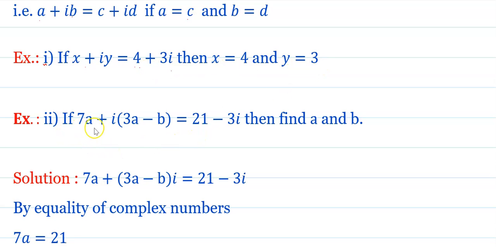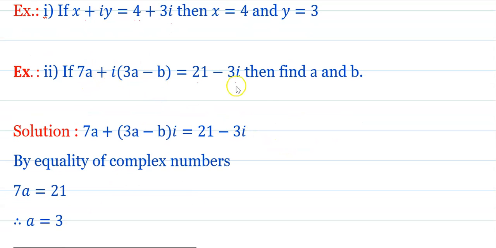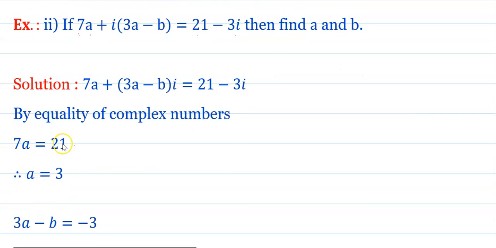Next, if 7a plus i in bracket 3a minus b is equal to 21 minus 3i, then find a and b. Now, as these two sides are equal, we will equate the real and imaginary parts. This is 7a, the real part from the left hand side, and the real part from the right hand side is 21. Therefore 7a is equal to 21 by equality of complex numbers, and therefore a is equal to 21 upon 7. We will get a is equal to 3.